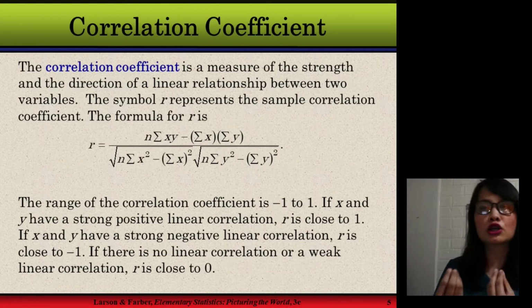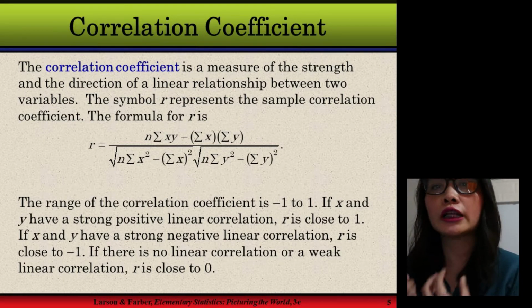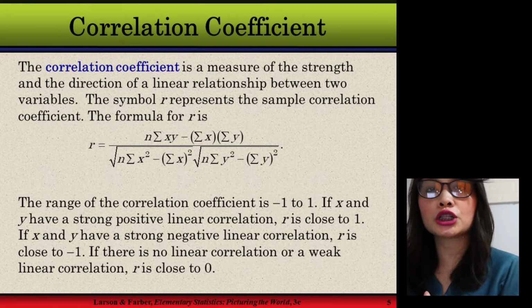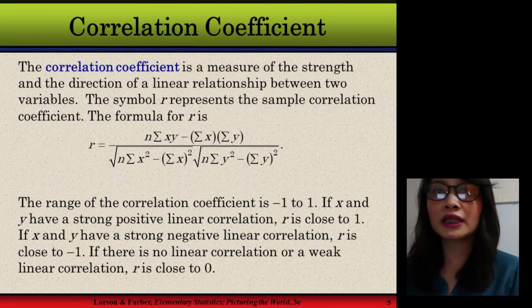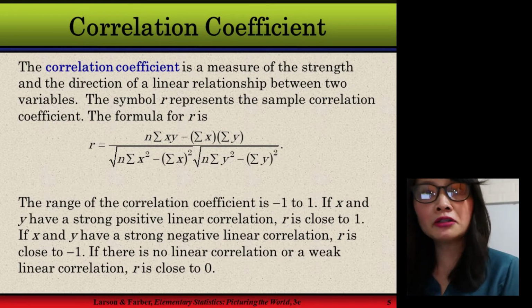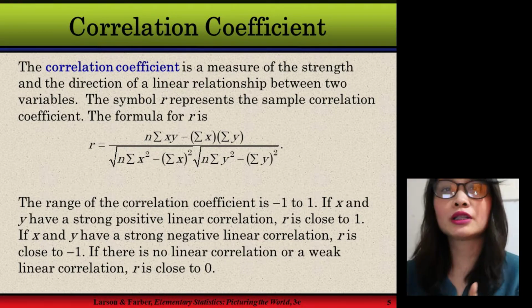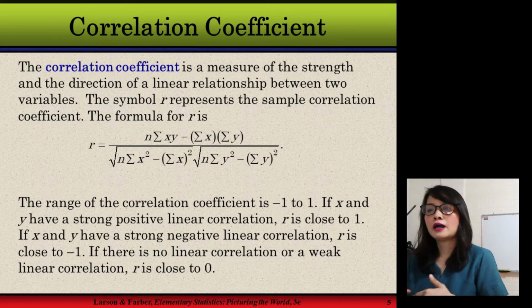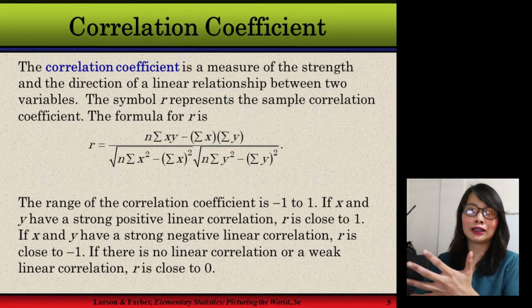The correlation coefficient is a measure of the strength and direction of a linear relationship between two variables. The symbol r represents the sample correlation coefficient, and the formula for r is this. r is equal to n multiplied by the summation of the product of x and y, minus the product of the summation of x and the summation of y, all over the square root of n times the summation of x squared minus the summation of x, squared, multiplied by the square root of n times the summation of y squared minus the summation of y, squared. I'll give you an example later on.